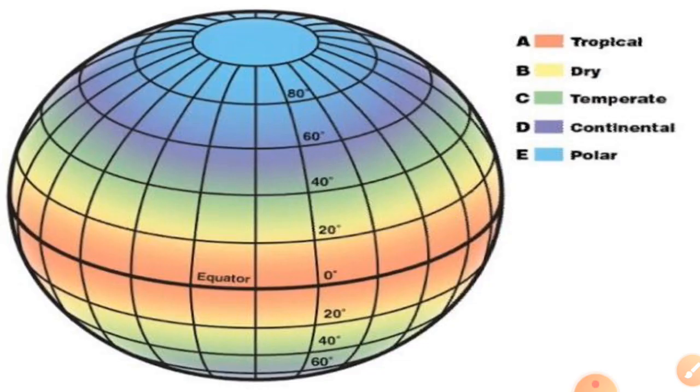Now you can see these are the different climates on our earth. You can see that this red or orange area is called the tropical region, and this area is very hot. And now this yellowish part is dry and warm.